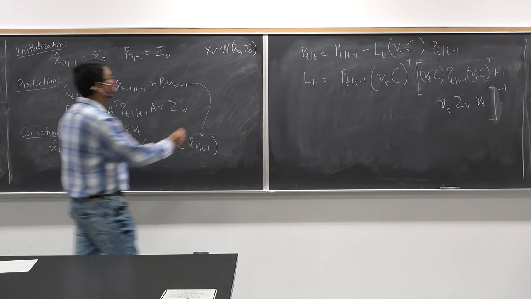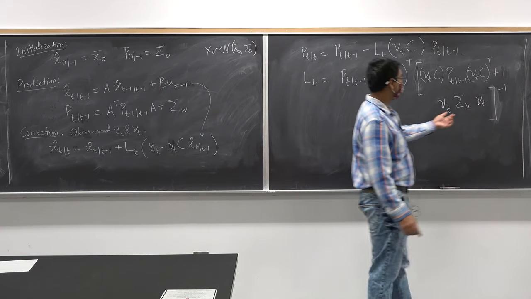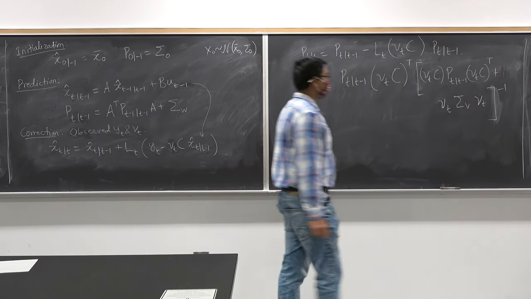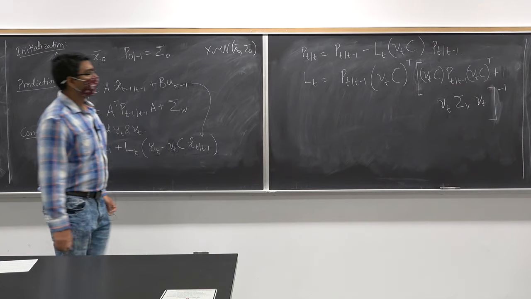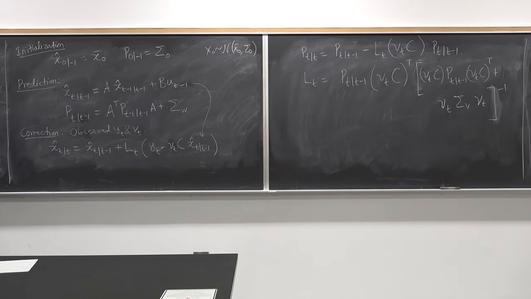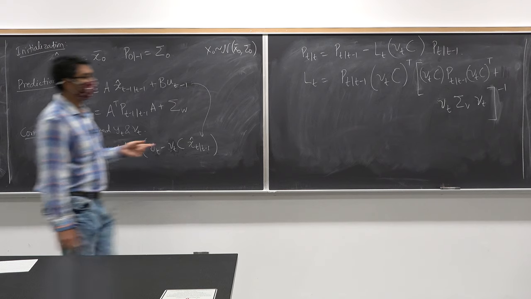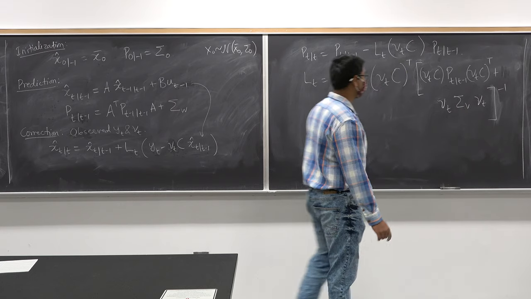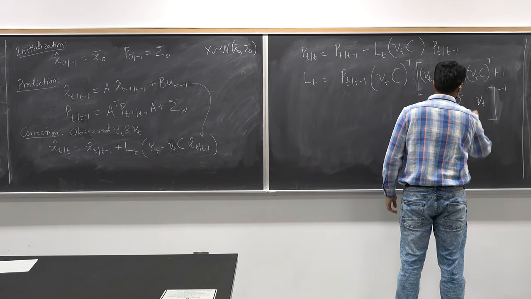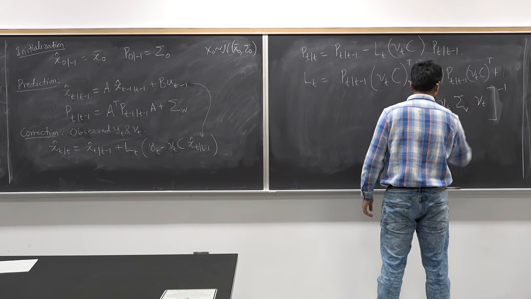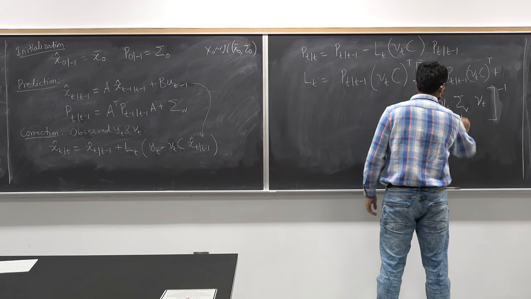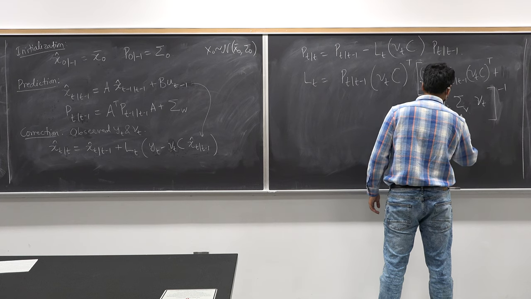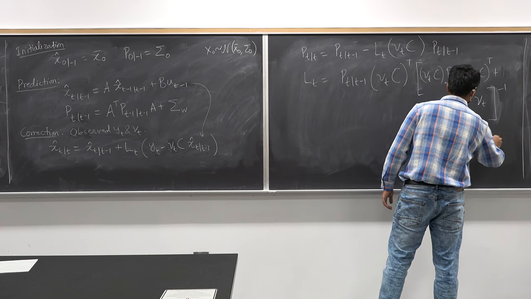Sigma V is the observation noise covariance matrix. Sigma V is the covariance matrix of the observation noise. This is sigma V. So VT, covariance of observation noise.